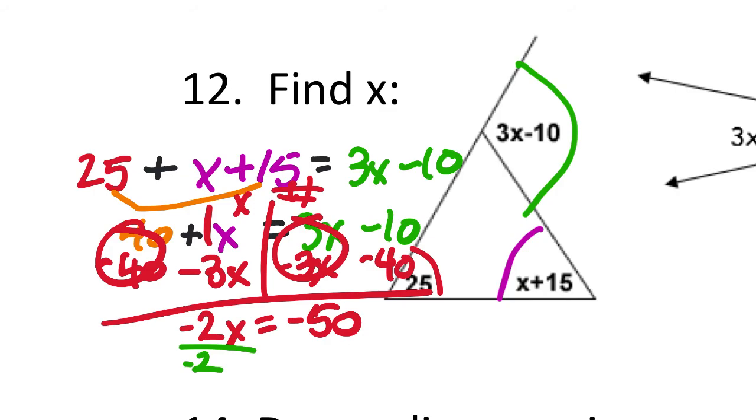So dividing both sides by the coefficient of x, negative 2, will solve for x on this one. Negative 50 divided by negative 2 is 25. So x is 25, and we can check, right? This would be 25 plus 15, that's 40, plus 25 is 65. So 3 times 25 is 75 minus 10 is also 65. So these two add up to the same exact value as this green angle right here. And that's how we would solve for x. Of course, now that we have x, we could solve for these actual angle values, and that would work. But it doesn't require us to, even though we kind of did.